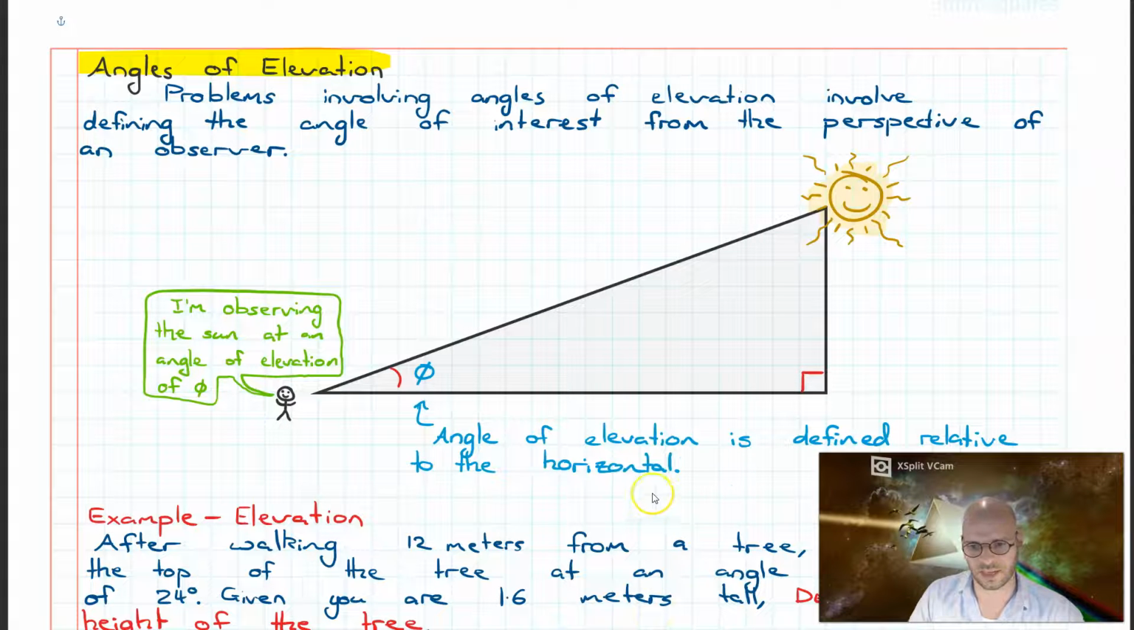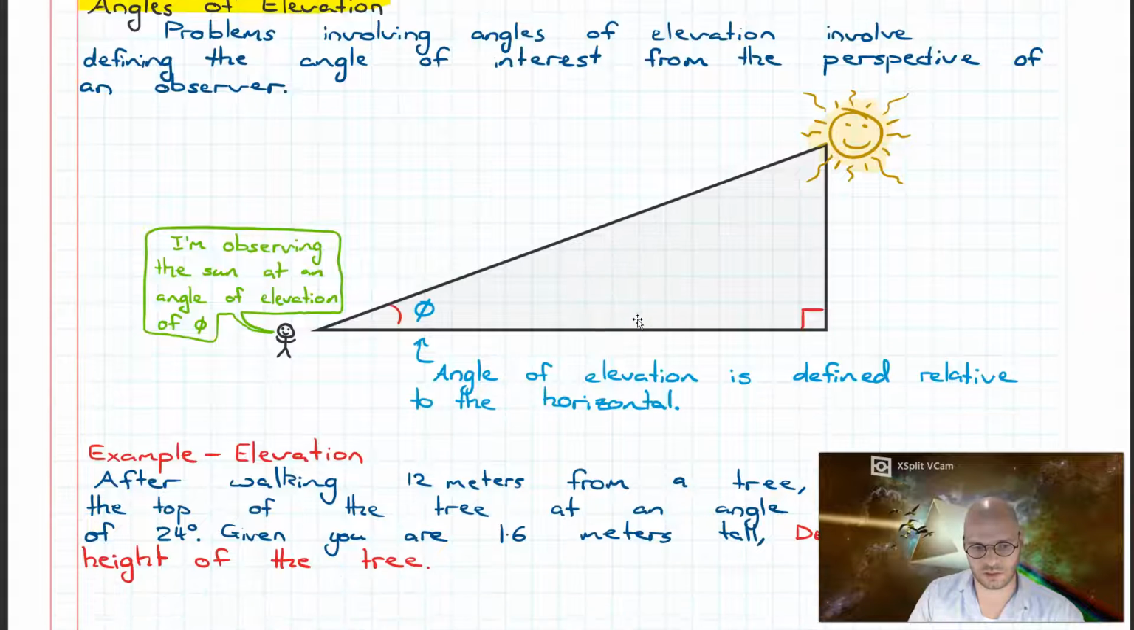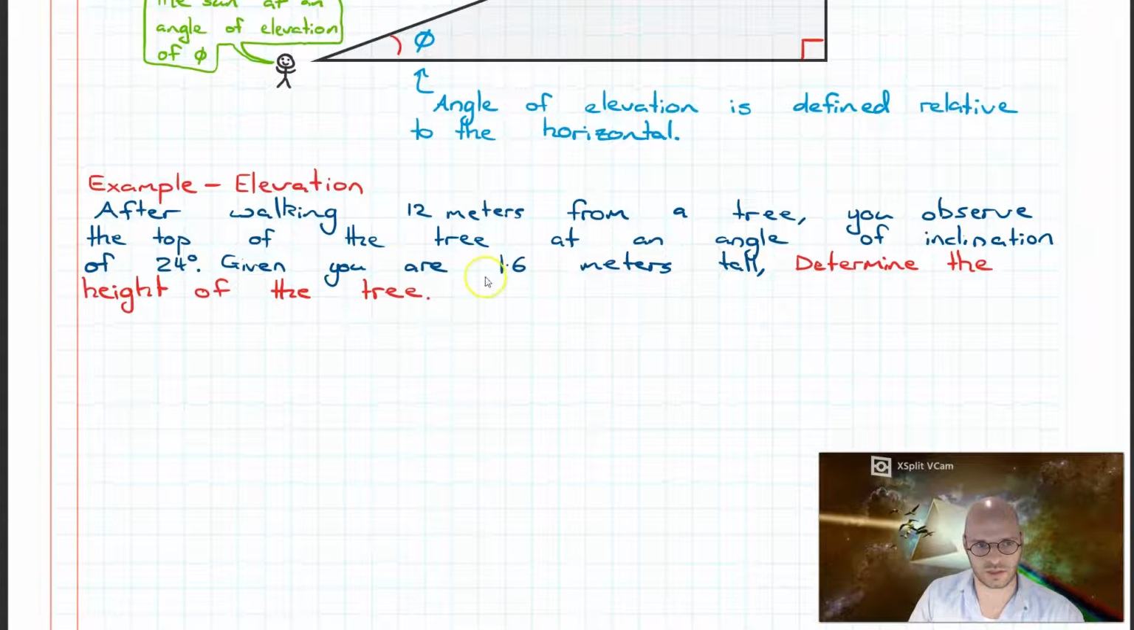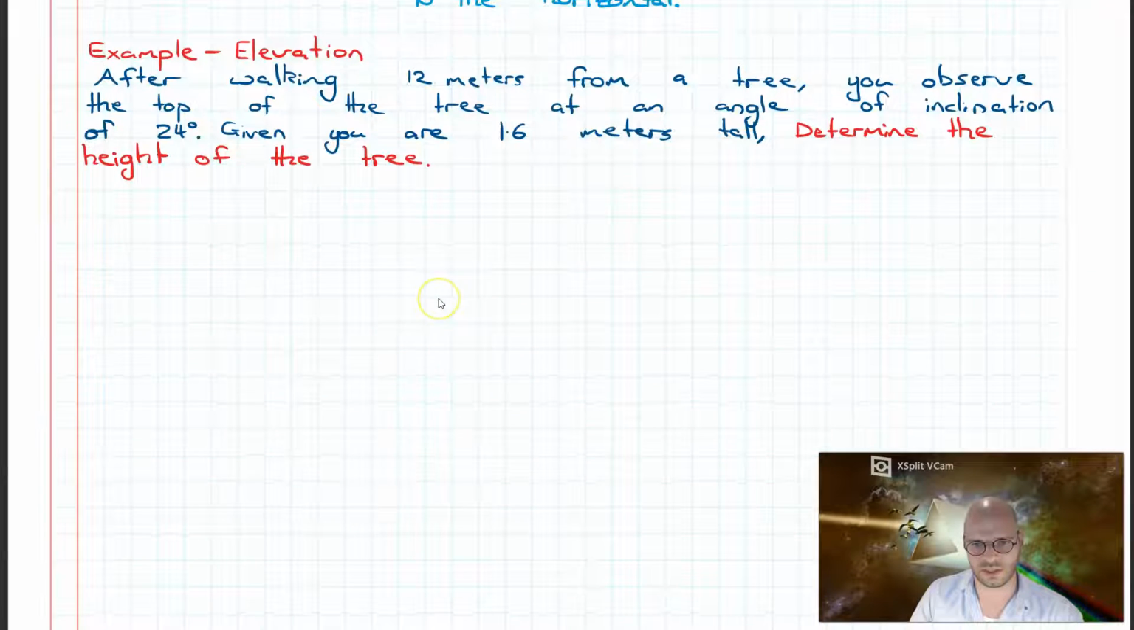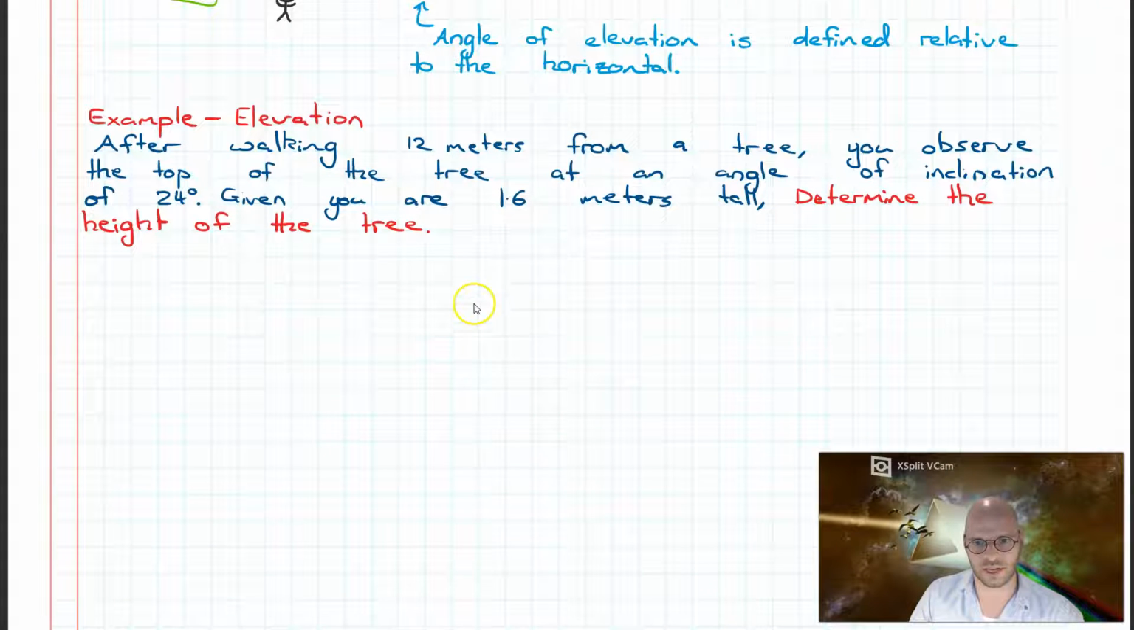Now, as you may have already guessed, angles of elevation are typically presented to us in contextual form. So if we go down, we have an example here. After walking 12 meters from a tree, you observe the top of the tree at an angle of inclination of 24 degrees. Given you are 1.6 meters tall, determine the height of the tree. So this is a typical angle of elevation problem, as seen by this word inclination over here, or in other words, looking upwards.